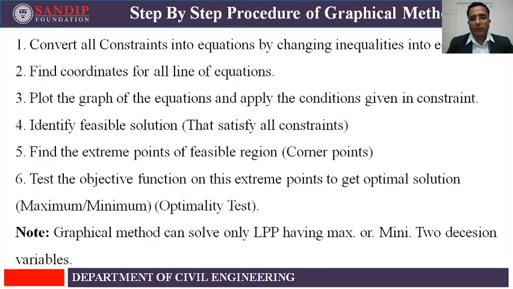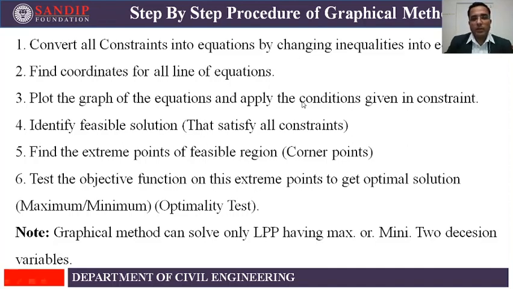Maximum or minimum, which is also called the optimality test. It means after getting the corner points, we need to find out the coordinates of those corner points. After getting the coordinates, we put those coordinate values in the main objective function and find out the objective function value. Whatever the maximum or minimum value is, as per the requirement, we will test the optimality, that is, we will take the decision of the optimality.